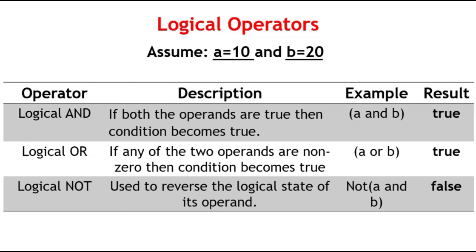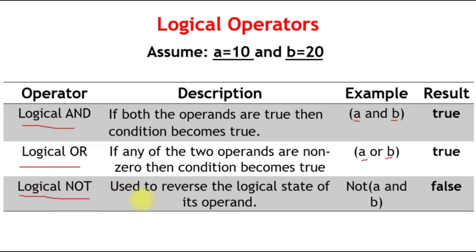So, meron tayong 3 types of operators under logical: the logical AND, the logical OR, and the logical NOT. So logical AND, if the both operands are true, then the condition becomes true. So meaning, yung operand A and B dapat is both true para ang result ay true. Next is logical OR. If any of the two operands are non-zero, then condition becomes true. So A or B. Kapag isa sa kanila ay true, the answer is true.